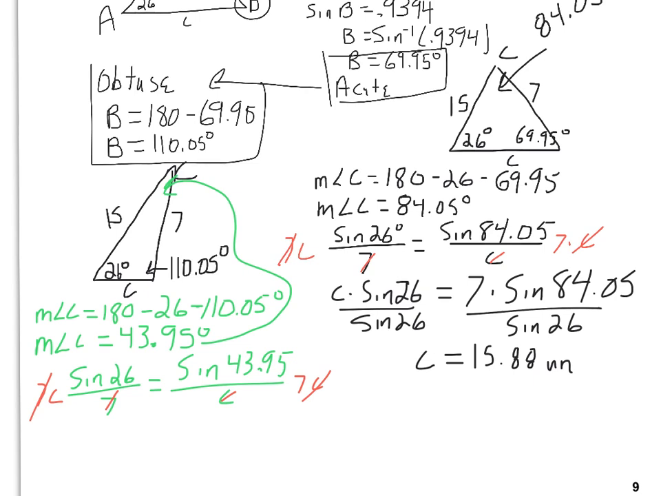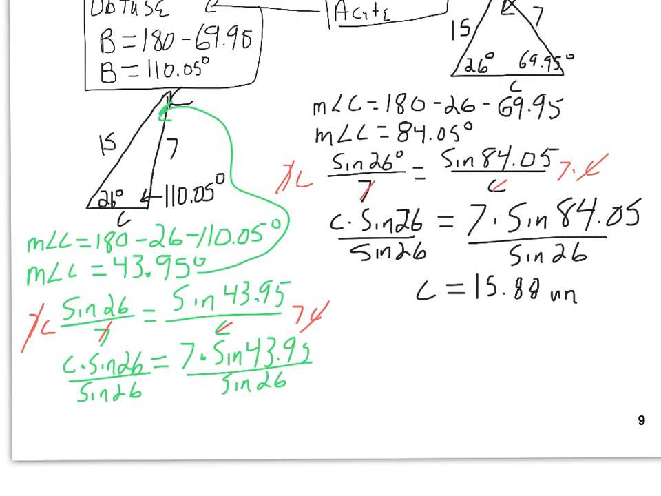and I have C times the sine of 26 equaling 7 times the sine of 43.95, divide by the sine of 26, and C comes out to be 11.08 units.